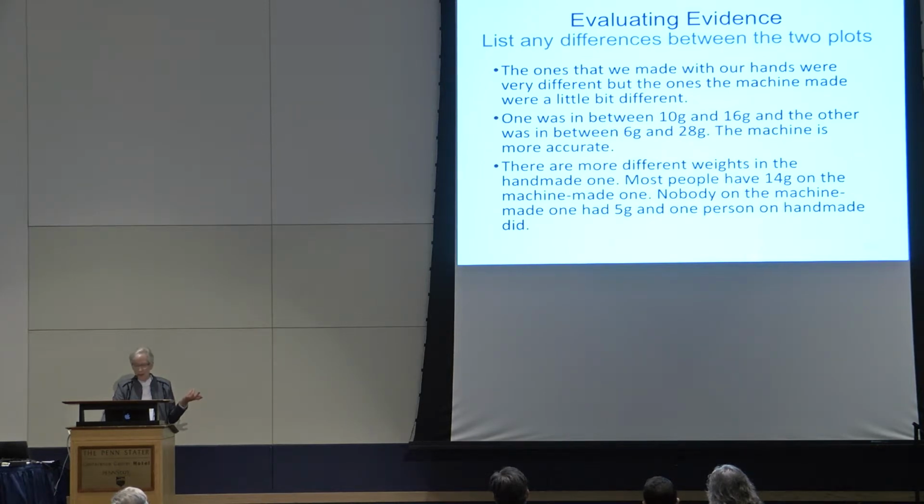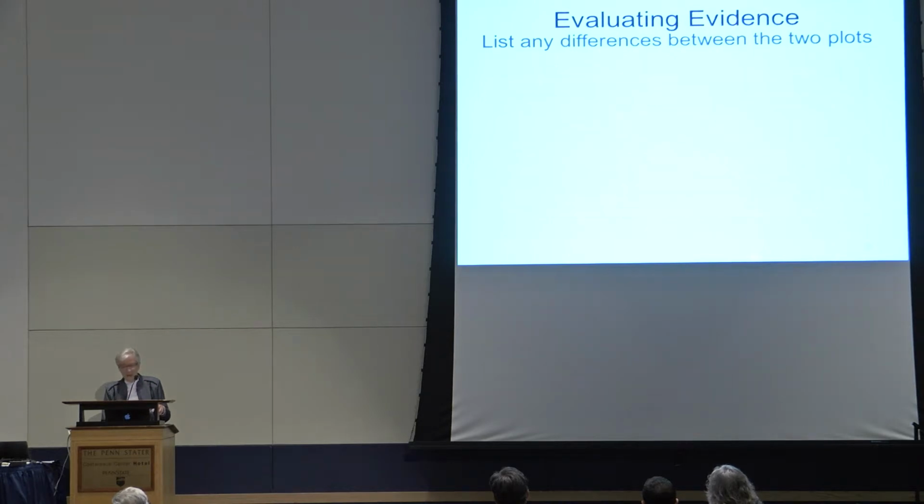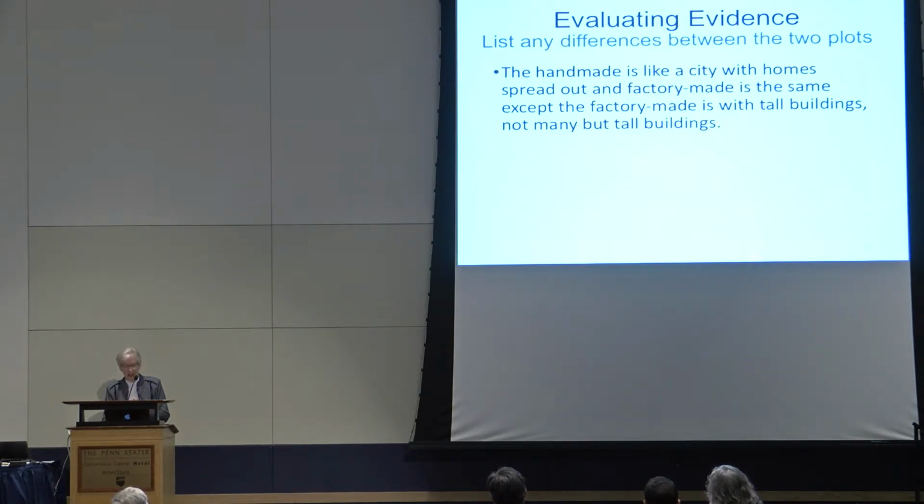There are more different weights in the handmade. And then nobody in the machine-made had a 5-gram one, but one of the handmade people did. So again, they'll look at individual values rather than the whole shape. But then, this is so typical of younger children. I've seen this a lot in projects.